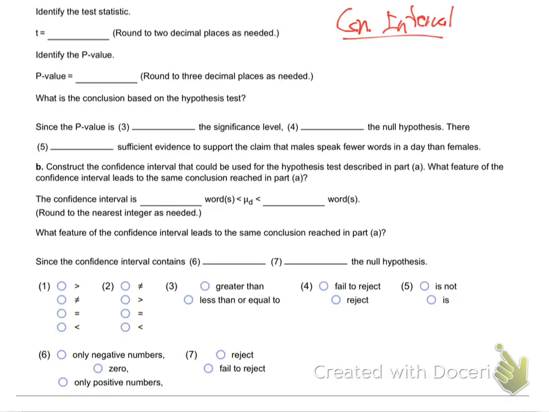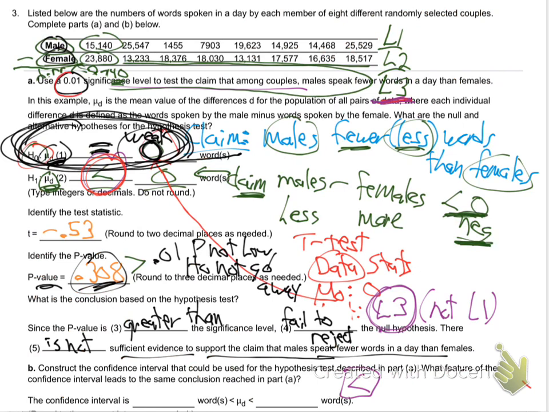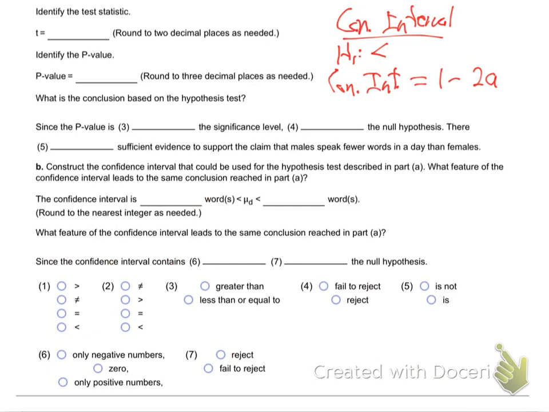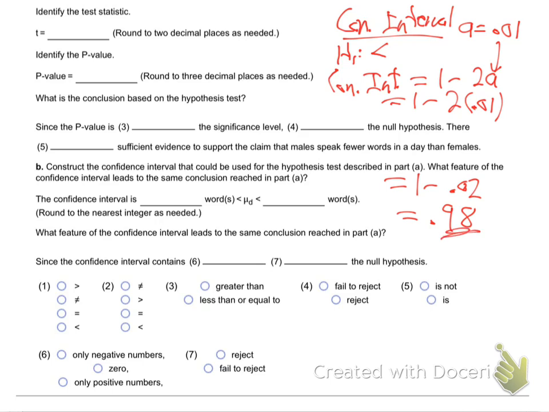So H1 is less than. So the confidence interval is 1 minus 2a. What's the a? 0.01. That's the a, the significance level, 0.01. So this is 1 minus 2 times 0.01. This is 1 minus 0.02. This is 98%. So we've got to do a 98% confidence interval. So you know how to do it now.